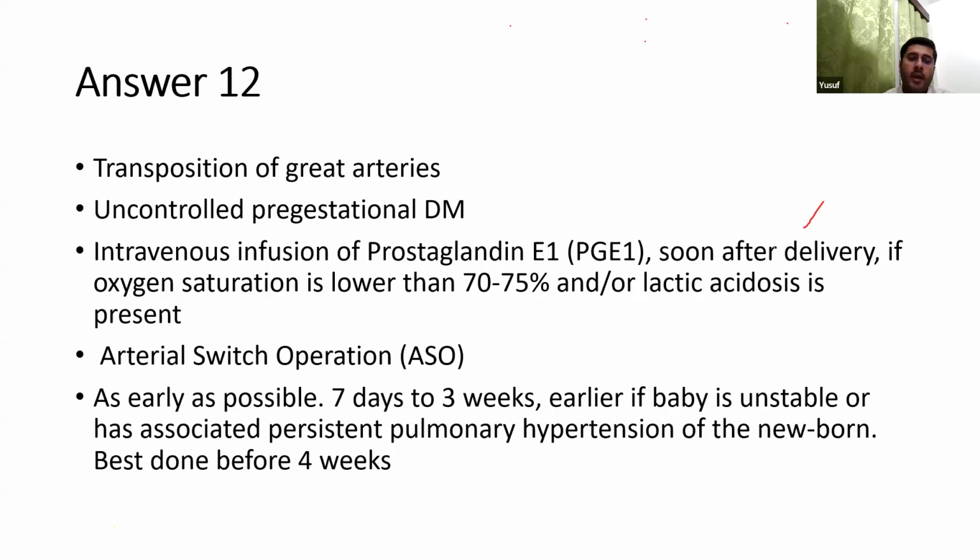And when these babies are diagnosed upfront, we can start these babies on intravenous infusion of PGE1. If the oxygen saturation is not less than 70, we will not start PGE1. Only when the saturation falls below 70 to 75%, or there is presence of lactic acidemia on your blood gases, then you start these babies on PGE1 infusion. And this just acts as a bridge for your definitive surgery of an arterial switch operation, which should be performed as early as possible, preferably between 7 days to 3 weeks, because exposing these babies to increased pulmonary blood flow will increase the risk of hypervolemia. So it is best done before 3 to 4 weeks of age.